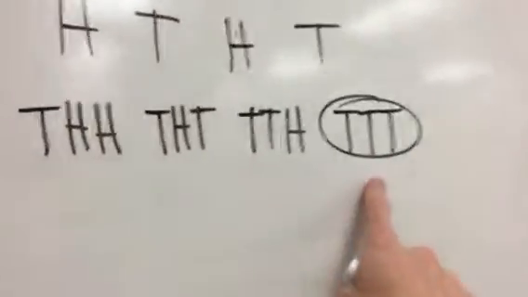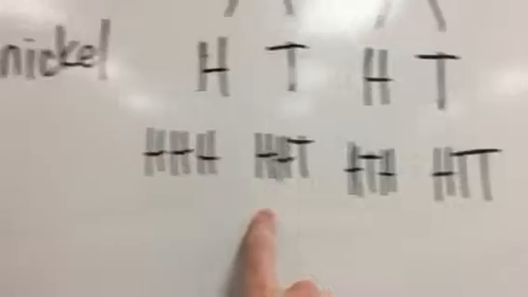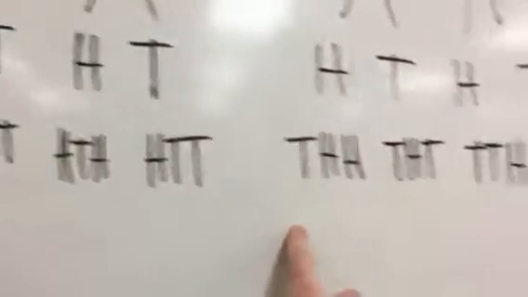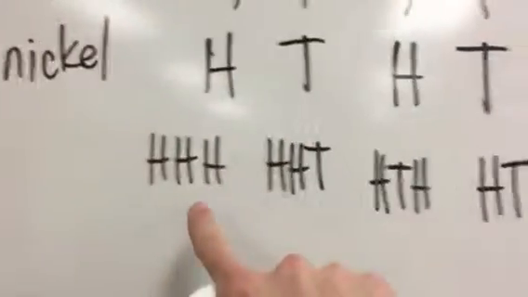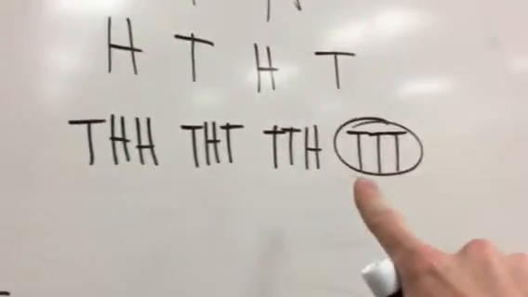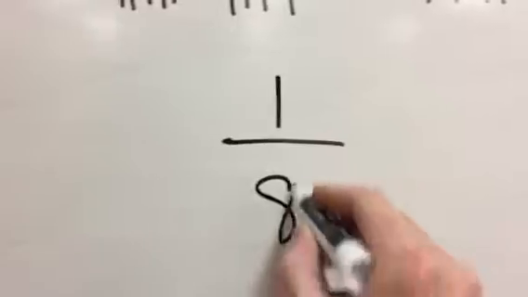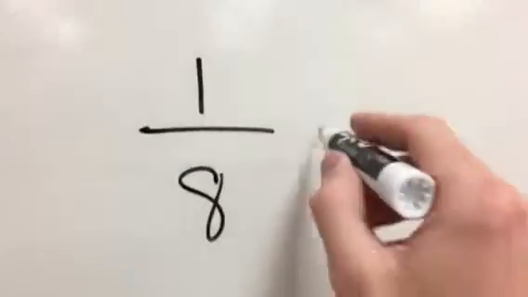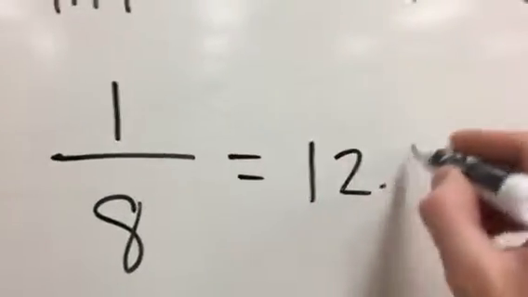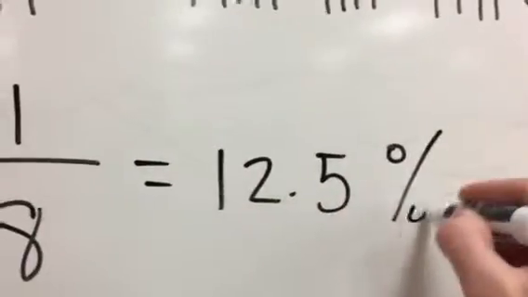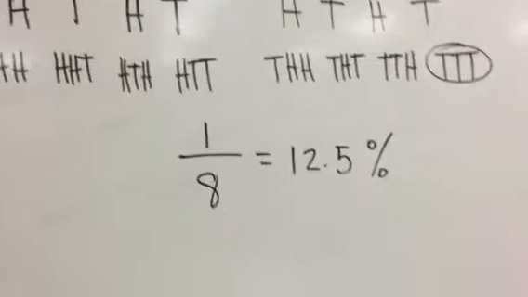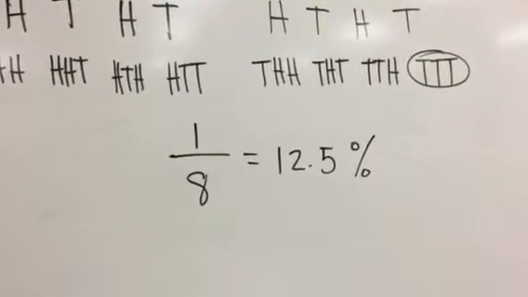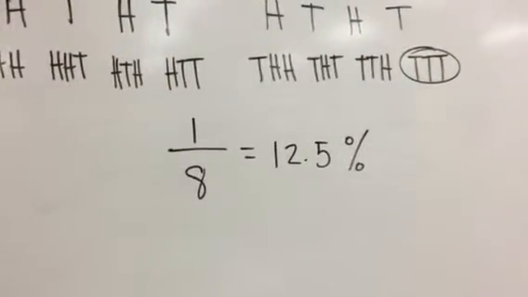Well, how many times do you see tails, tails, tails along the bottom? I only see it once, so that's 1 time out of how many total outcomes do you see in the sample space? There's 8. So we can say there's a 1 out of 8 chance, which is 12.5%. So we have a 12.5% chance, or about a 13% chance of getting 3 tails in a row. So it's not very likely, but it certainly is possible.